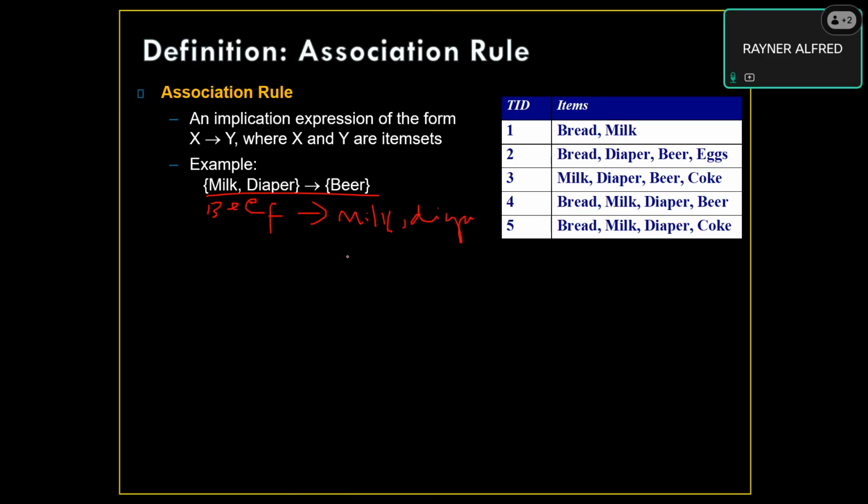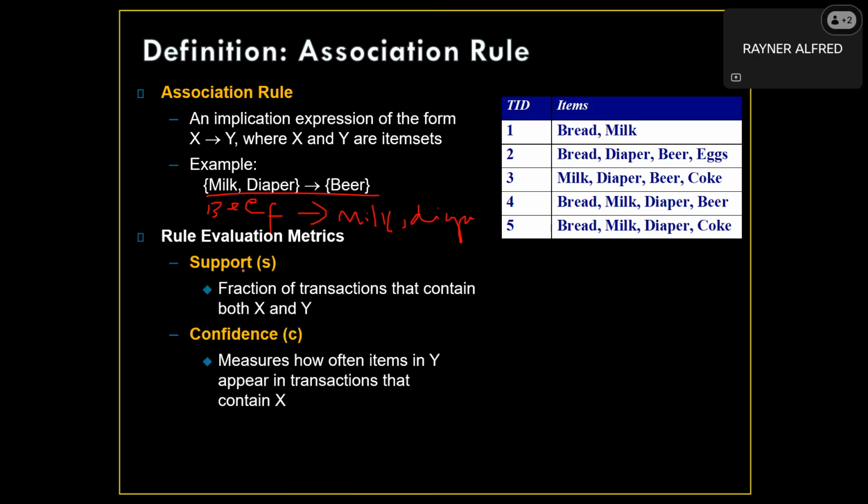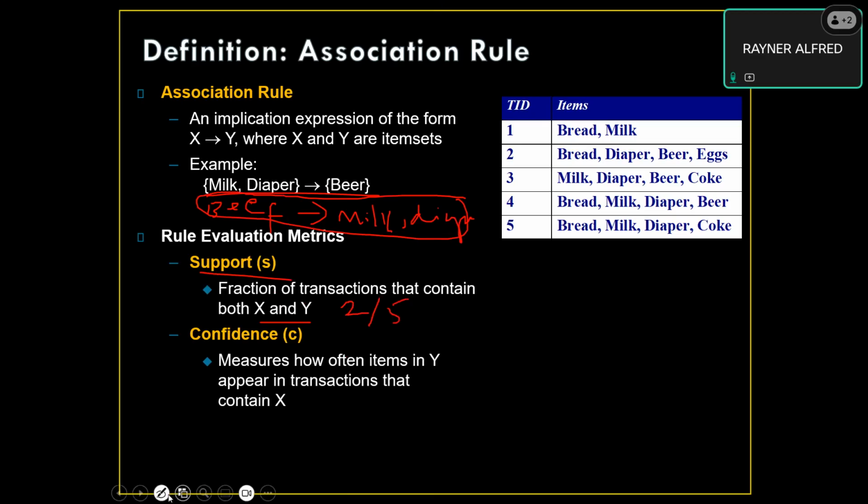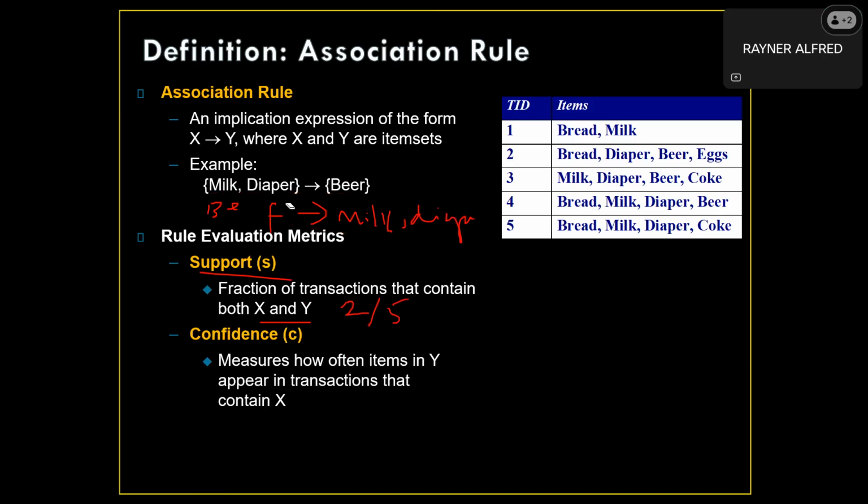But this, you need to compute what we call support and also confidence. So what is the support? The support is the fraction of transactions that contain both X and Y. So if we have a rule like this, the support is 2 over 5.